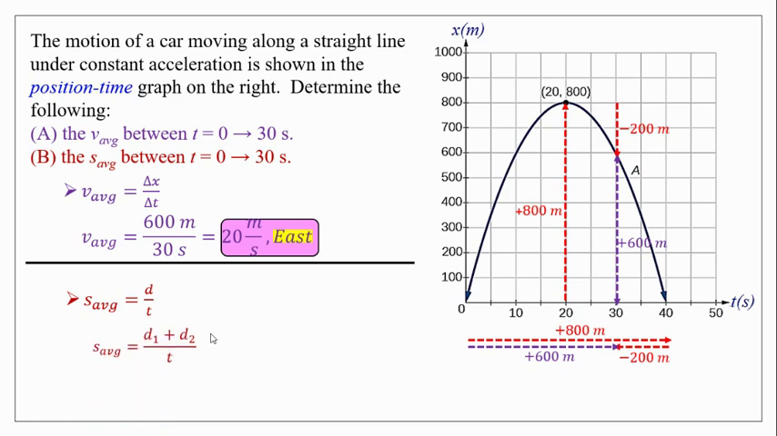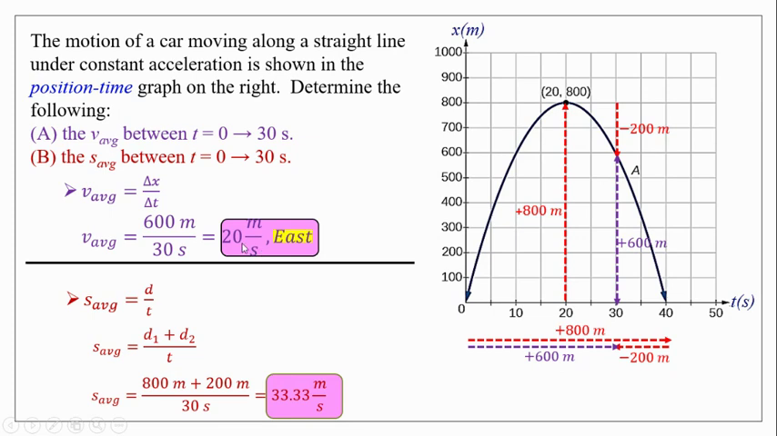Here, I've chosen to write it as D1 and D2. D1 in this case would be the 800 meters to the right. So during the first 20 seconds, it covered a distance of 800 meters to the right. And then from 20 to 30 seconds, it covered a distance of 200 meters. And distance is a scalar, so you just add all of these lengths. 800 pointing upward, and then 200 pointing downward. Therefore, you have a total distance of 800 plus 200, which is 1,000, and then 1,000 meters divided by 30 seconds, which is 33.33 meters per second. Okay, so that's our answer for average speed.